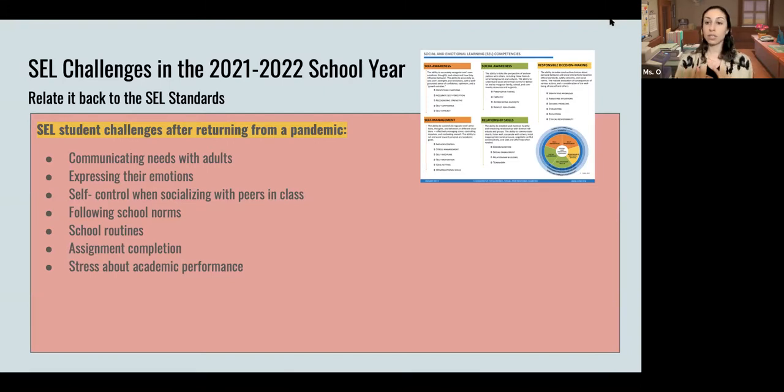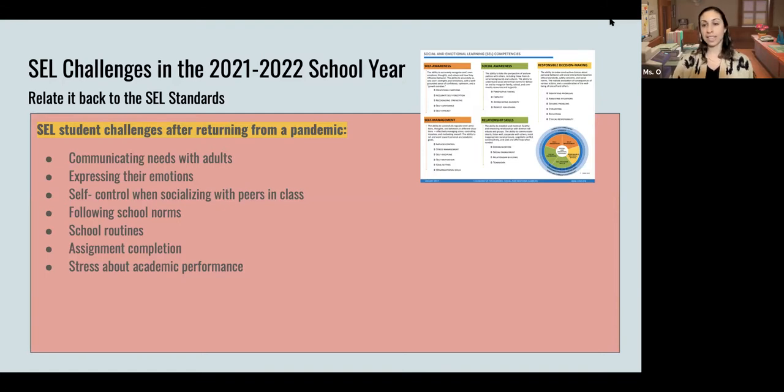communicating with adults. So some students are really struggling with sharing their needs, or they might be a little bit more shy, or they're a little bit more reserved due to some pandemic shifts at home and at school. As well as expressing their emotions. I see a lot of highs and a lot of lows. There's just a bunch of ups and downs. Some days are really great with certain students, and some days they're just going back and forth.